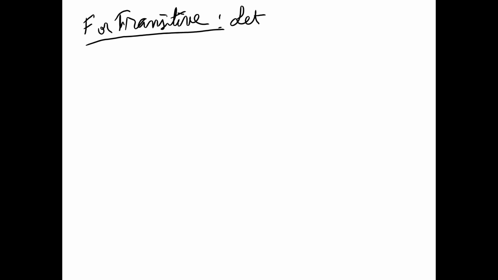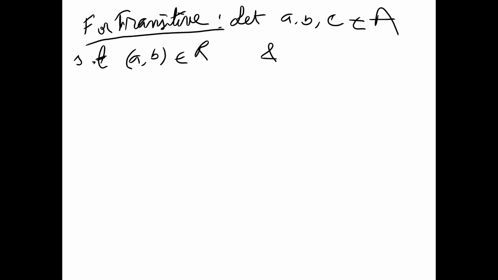Let A, B, C belong to A. So take one element, a triplet of variables A, B, C, such that A is related to B and B is related to C. The relation is defined using the modulus of the difference.